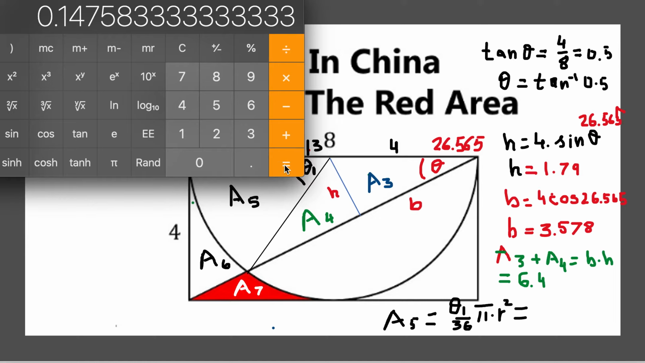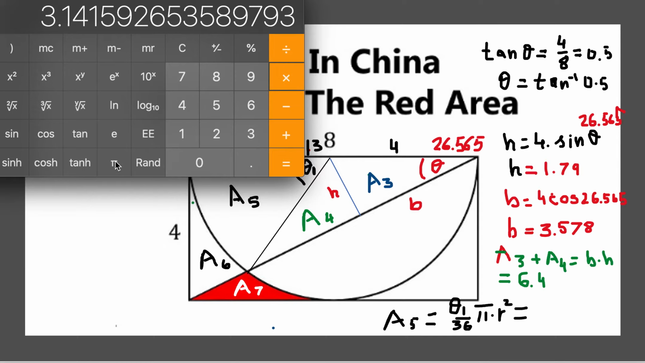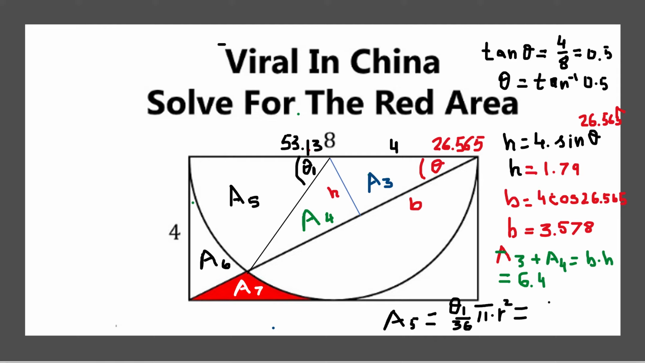So now r is 4, because 4 squared is 16, times 16 and times pi is 7.4118. So this is what we have here.